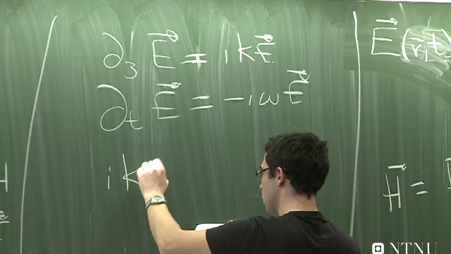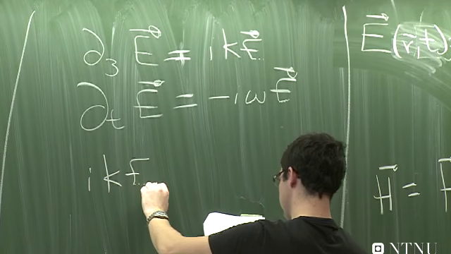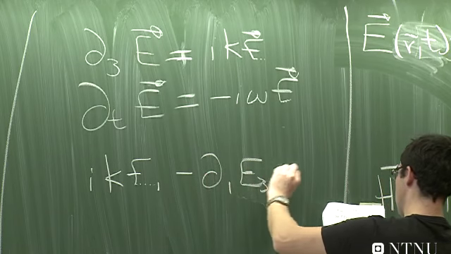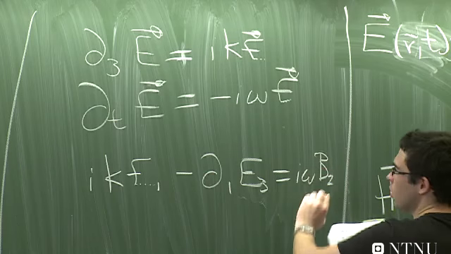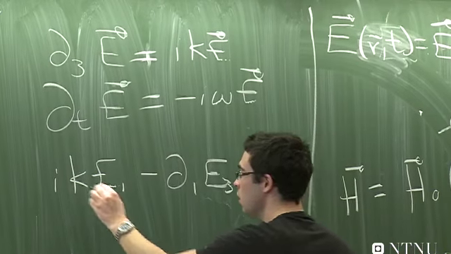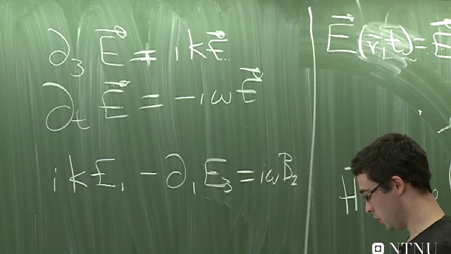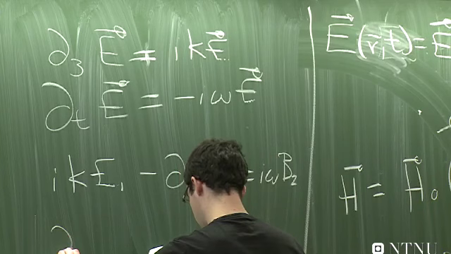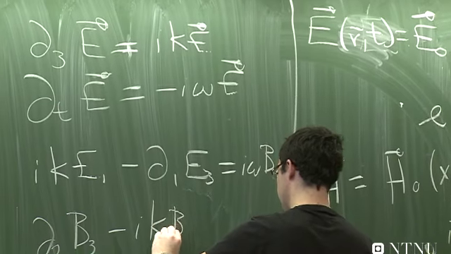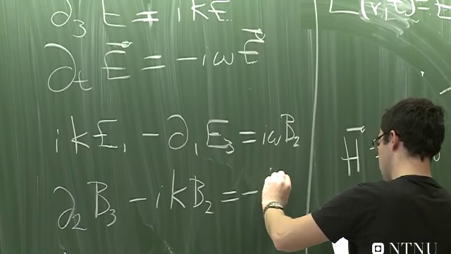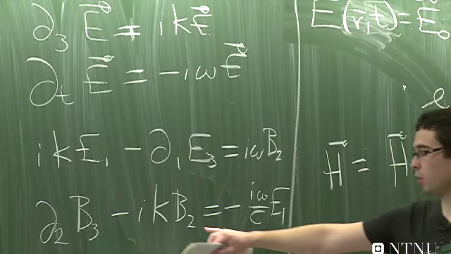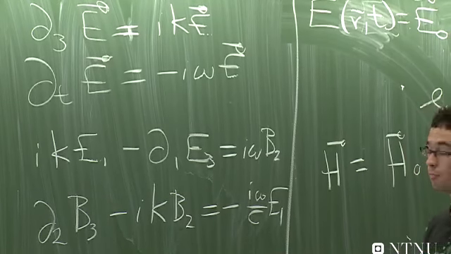ik E1 minus d1 E3 equal to i omega B2. I think I mixed a bit with using XYZ and X1, X2, X3, but I don't think it's a problem for you. And the next equation is d2 B3 minus ik B2 is equal to minus i omega over c E1. Okay. If I want the H field again, I will just have to insert a mu naught.